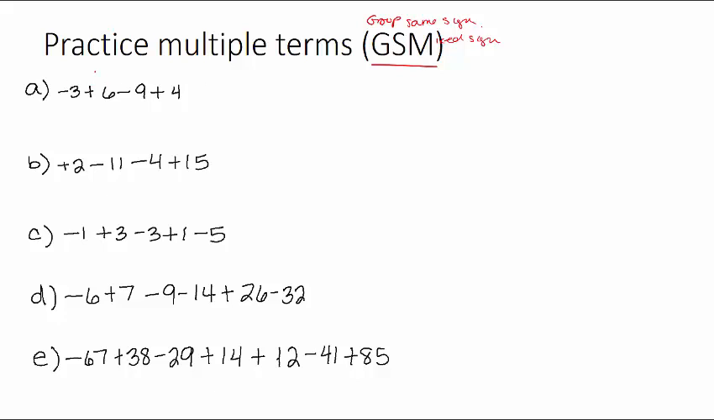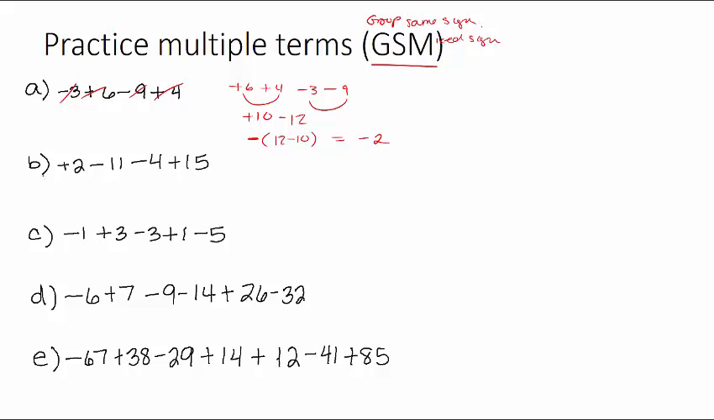Alright, so the first one for A, we're going to rewrite this. So we have positives together and negatives together. So we have a positive 6 and a positive 4. We have a negative 3 and a negative 9. So we grouped them. Now we're going to do the same sign. This is positive 10 and this is negative 12. Now we'll do the mixed sign. We have more negatives, and 12 take away 10 is 2, so it's going to be negative 2.